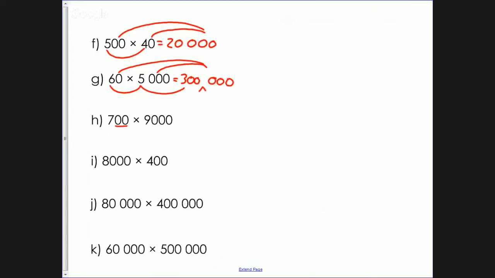Here we have 2 zeros and 3 zeros. So we're going to need to add 5 zeros onto the end of our answer. I'm going to just put those in there right now so that I can leave my gap. 7 times 9 is 63. So 6,300,000 is the answer. So hopefully you were able to follow along with that, and you're going to now complete the activity for NS5-21.